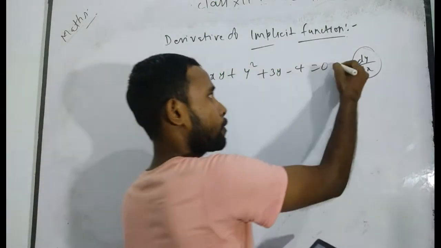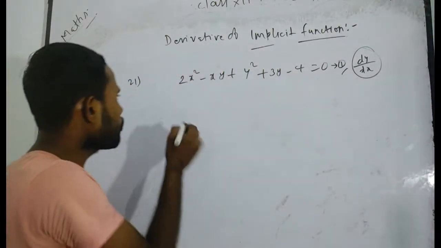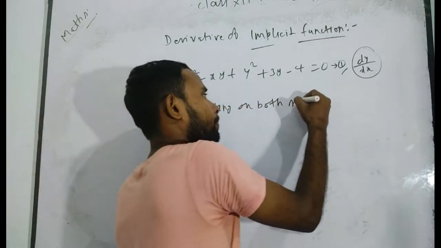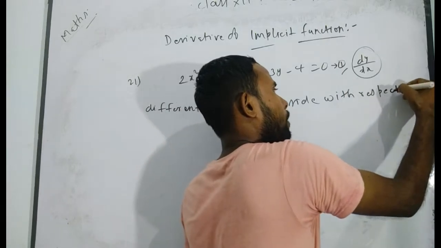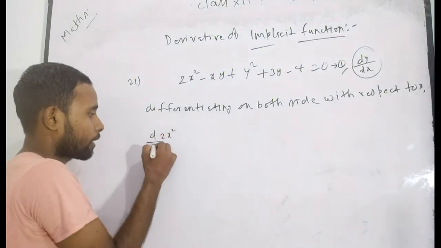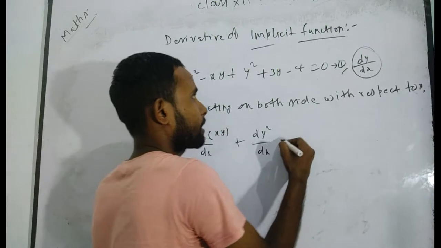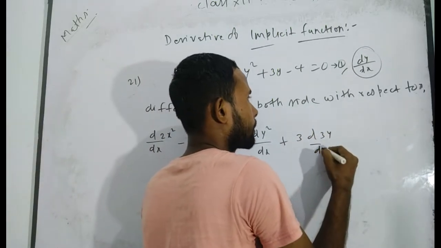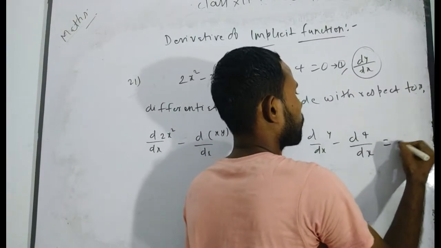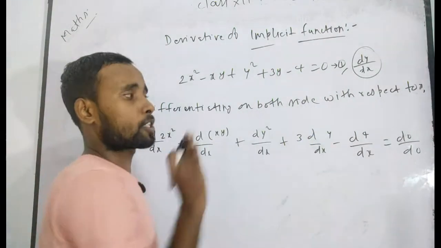How can you solve? First of all, suppose this is your equation one. Now you have to write here: differentiating on both sides with respect to x. In that case, you have to write the derivative of 2x square with respect to x, minus the derivative of xy with respect to x, plus the derivative of y square with respect to x, plus the derivative of 3y with respect to x. Here I have already taken 3 out of the derivative, and minus the derivative of 4 with respect to x is equal to 0. The derivative of 0 will always be 0, because I have already told you in this question you have to differentiate on both sides with respect to x.